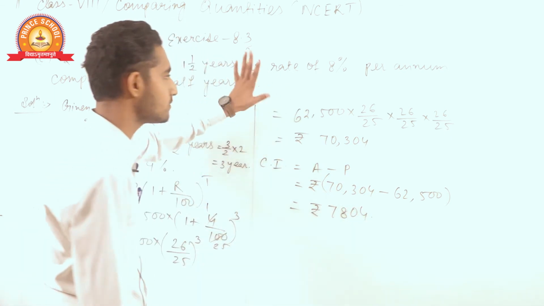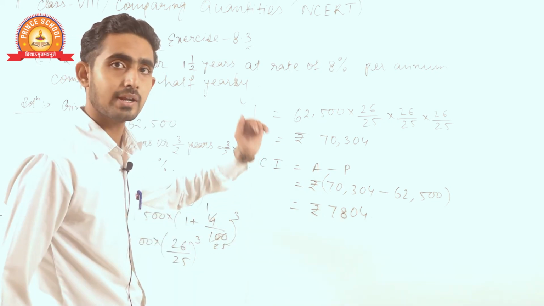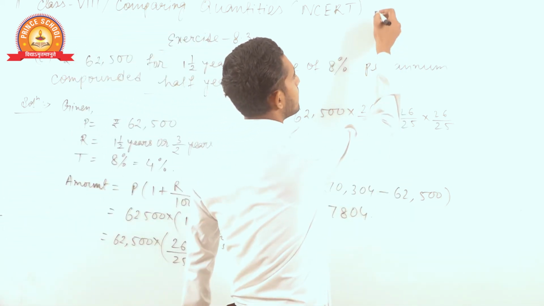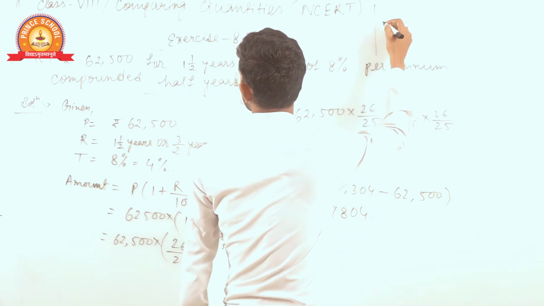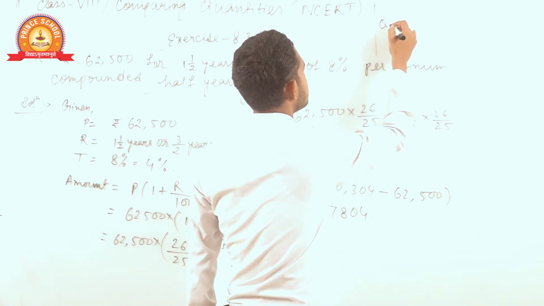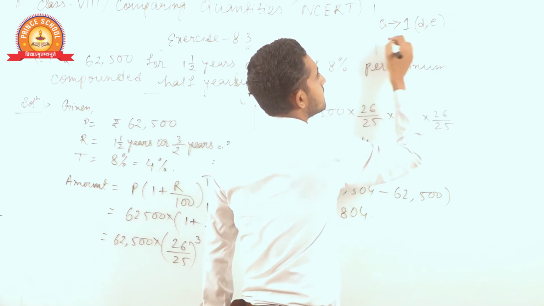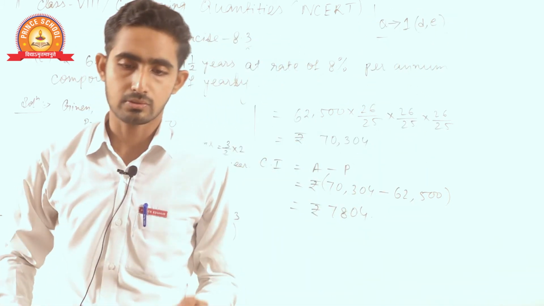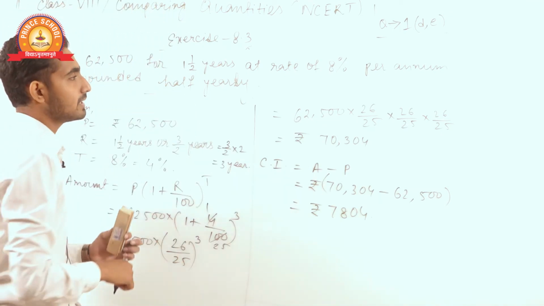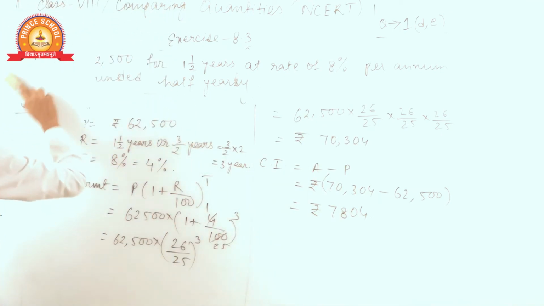Okay. So in this way you have to solve question number 4 and 5. That is your homework, so you have to note it down. That is exercise 8.2, 8.3, question number first, parts D and E. Okay, that is the homework. Now we will come to question number second.